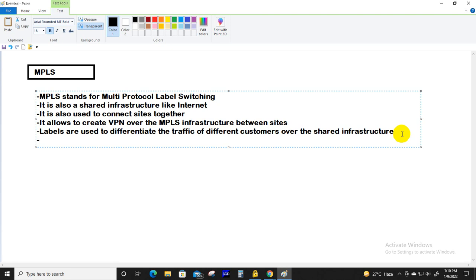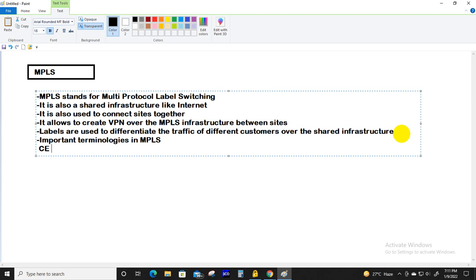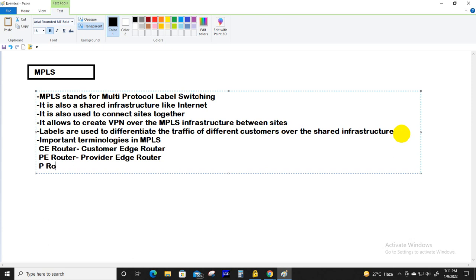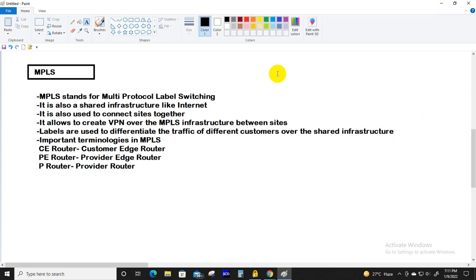There are some important terminologies in MPLS, like CE router, or we can say customer edge router, PE router, or we can say provider edge router, and P router, provider router. So how does an MPLS diagram look?